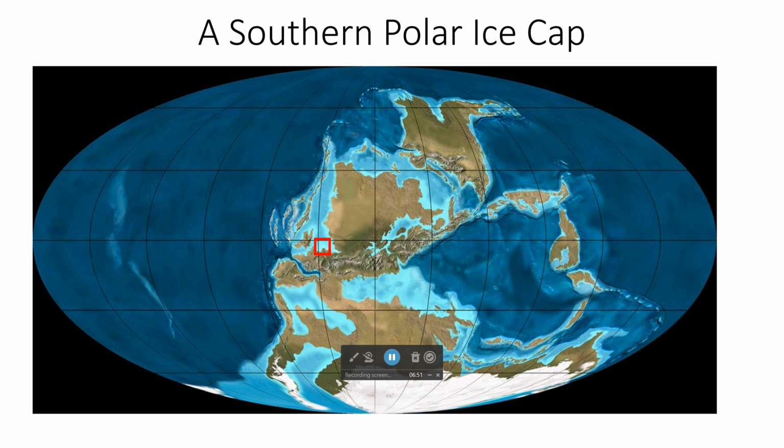Well, if you look in Gondwana and near the South Pole at the time, you will also find evidence of glacial striations and other glacial features. This indicates that there was a southern polar ice cap at the time, which we can see in this paleogeographic reconstruction at the South Pole, right? So there it is. And the red box is highlighting where Nebraska is.